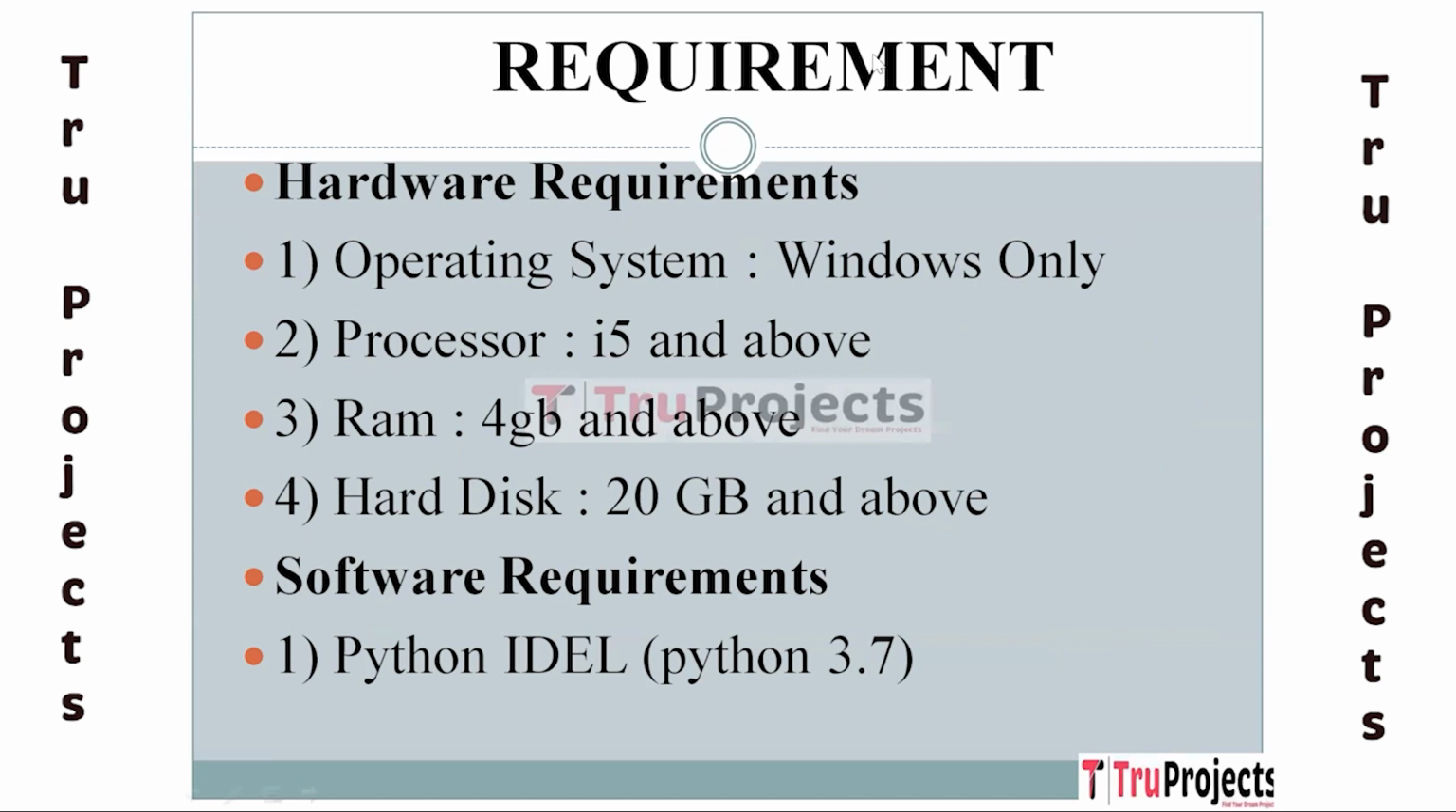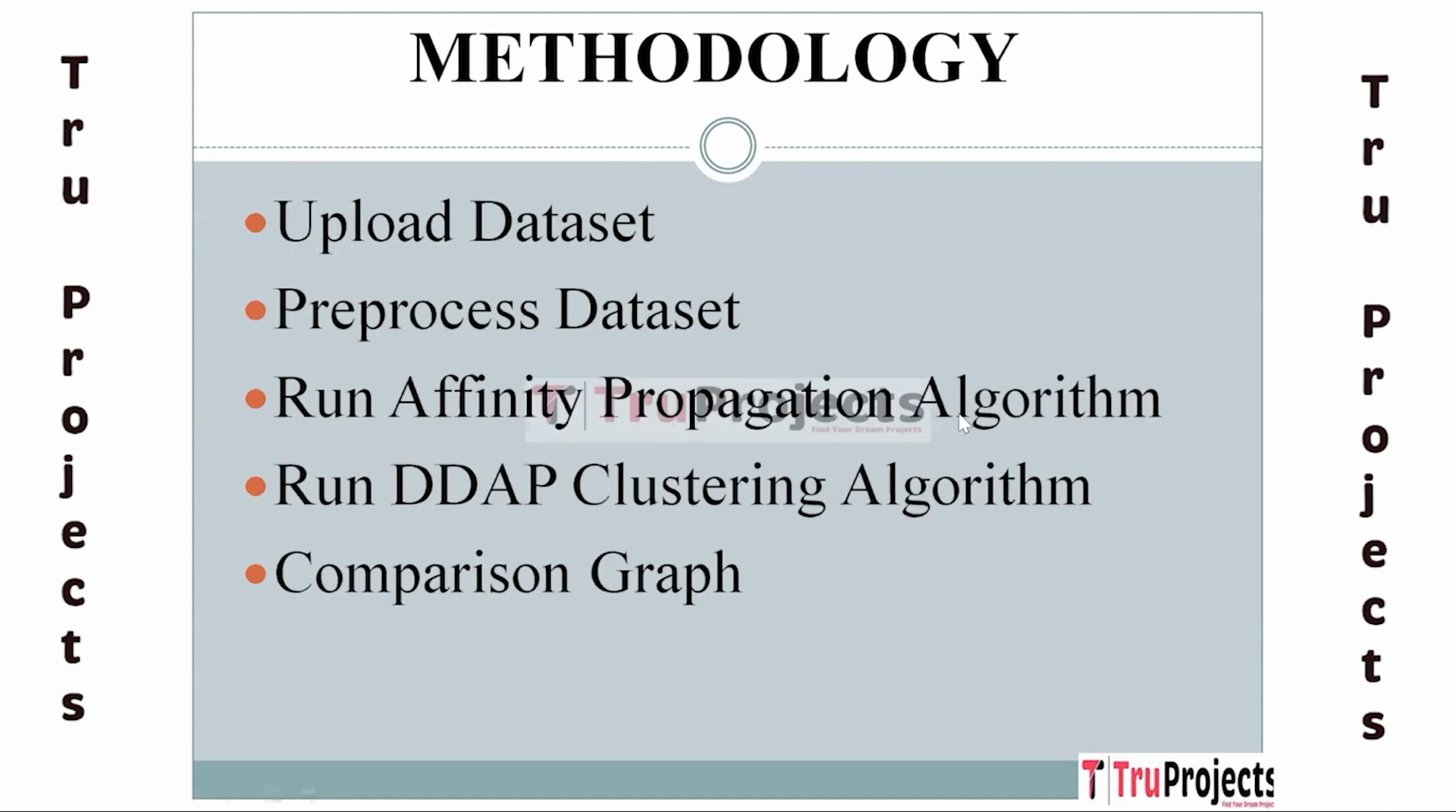Requirements. The requirements of the project are hardware requirements and software requirements. In hardware requirements, we have operating system Windows only, processor i5 and above, RAM 4GB and above, hard disk 20GB and above. Software requirements. In software requirements, we have Python IDE with 3.7 version.